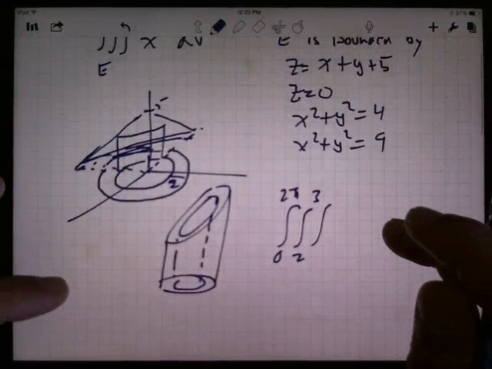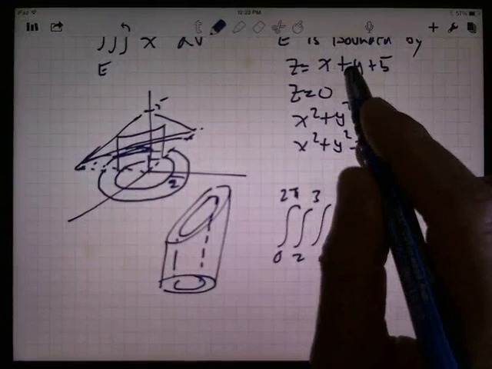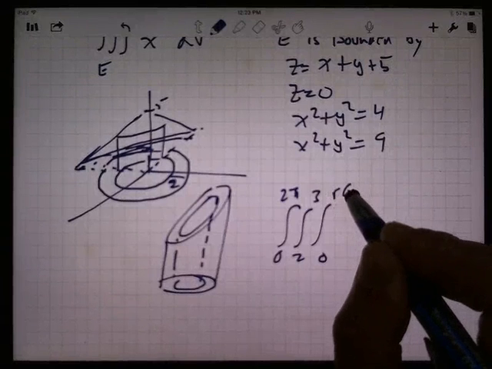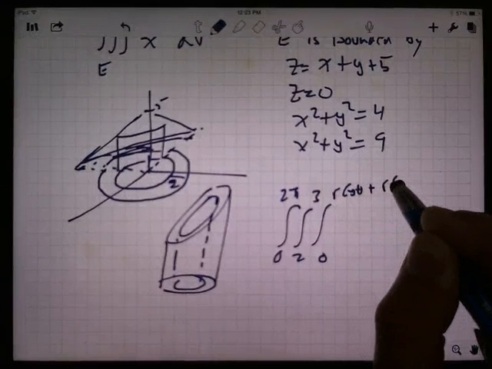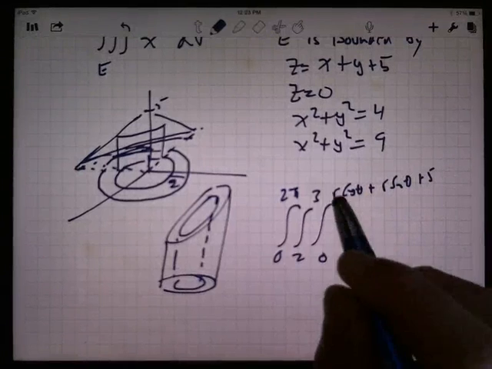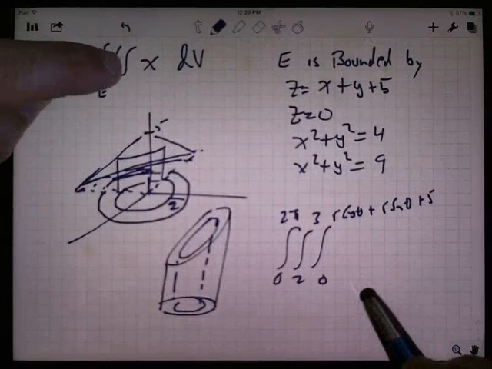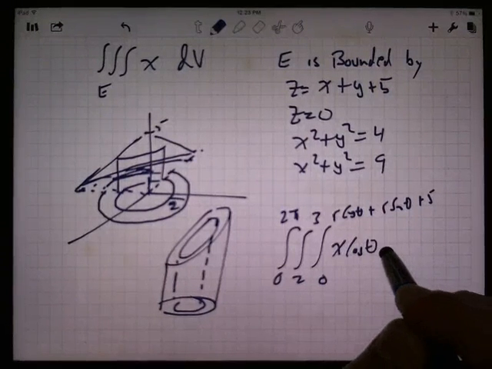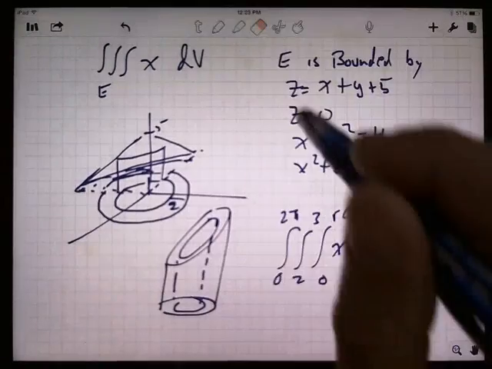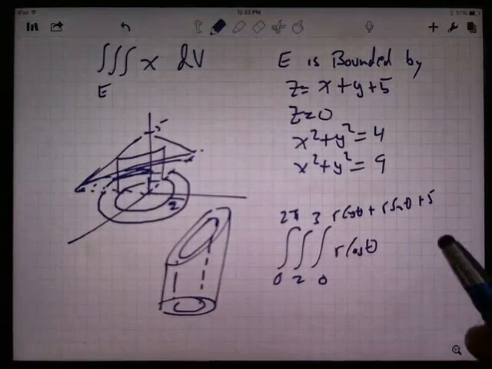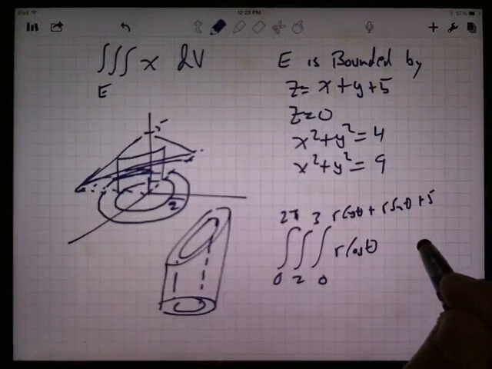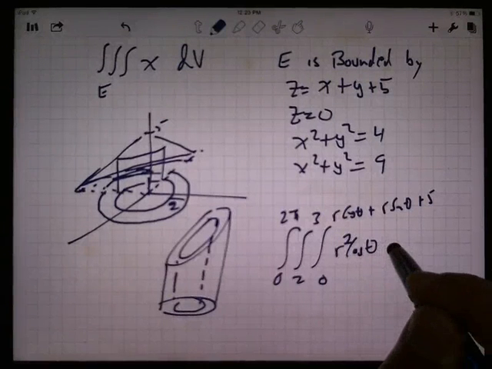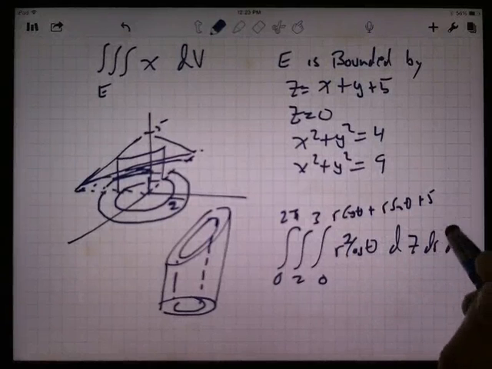The z goes from 0 up to x plus y plus 5, but if I'm going to do this in cylindrical coordinates, I've got to convert that. So x is r cos theta, y is r sine theta, plus 5. And then the integrand, I'm integrating x. Well, x is equal to r times cosine theta. And then I have r dz dr d theta. The r and the r are going to get together to be an r squared. And then I have dz dr d theta.